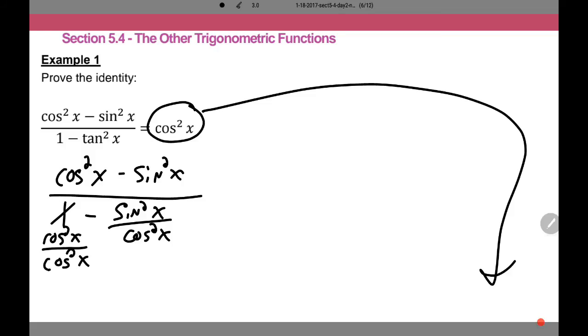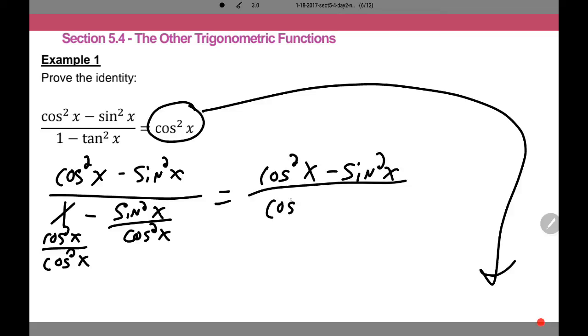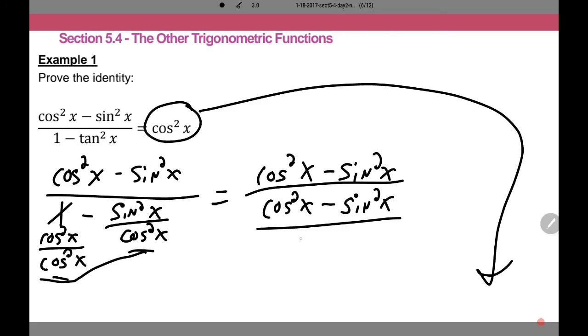That's just 1. So now my bottom becomes cosine squared x minus sine squared x. And since I'm combining these and they have a common denominator, I can make that cosine squared x underneath there. What does that do for me? Well, that does a lot of things.